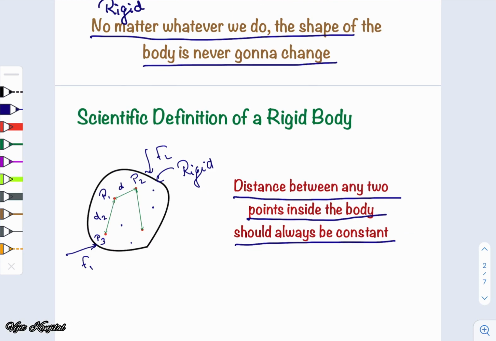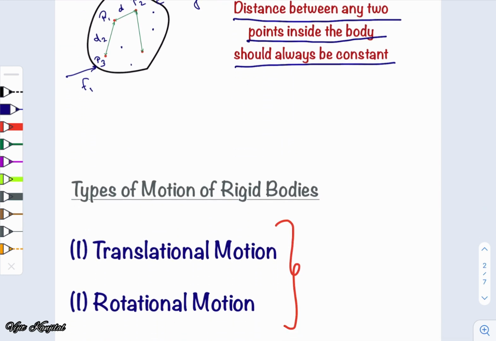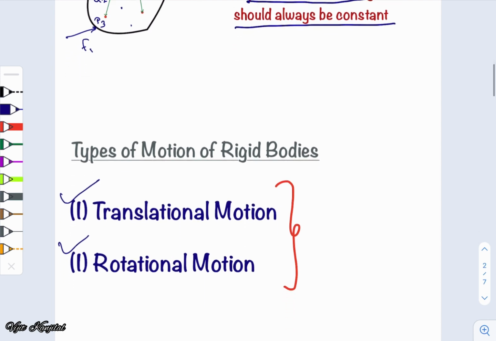Now, in this chapter, we are interested in studying the motion of a rigid body. Broadly, the motion of rigid bodies is classified into two categories. These are translational motion and rotational motion. Let's try to understand each one of these in detail.